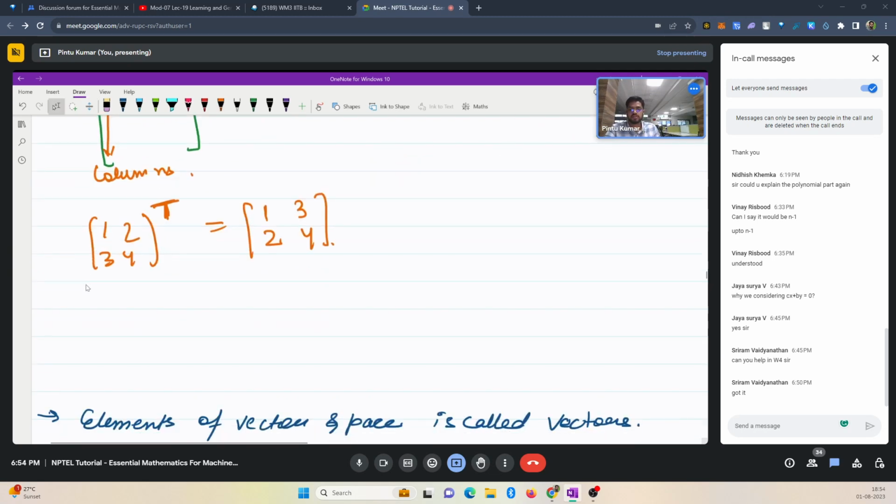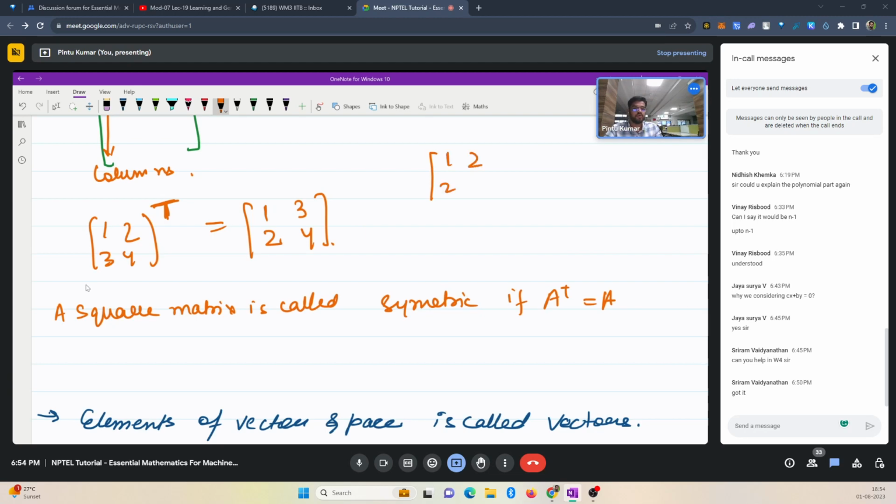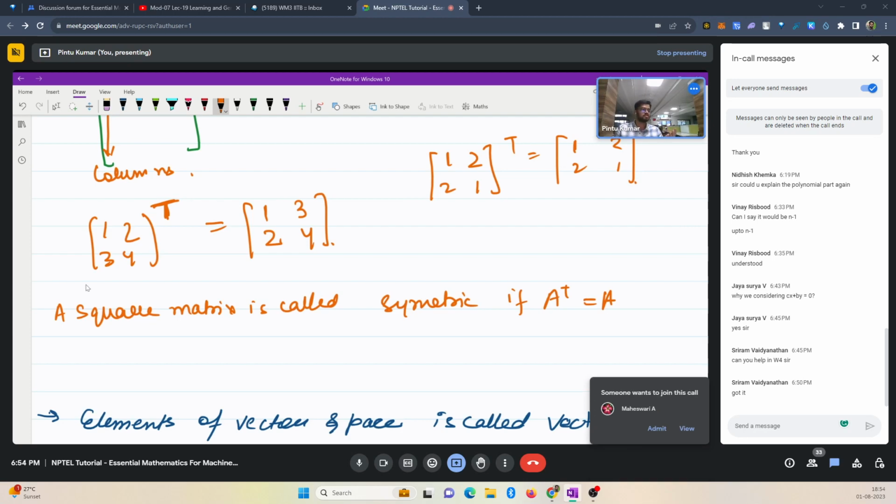So a square matrix means you have the same number of rows and columns. A square matrix is called symmetric if A transpose equals A. Even if you rotate it, you will get the same matrix. For example, let's say I had 1, 2, 2, 1. If you calculate the transpose, it would still be 1, 2, 2, 1. These kinds of matrices are called symmetric matrices.